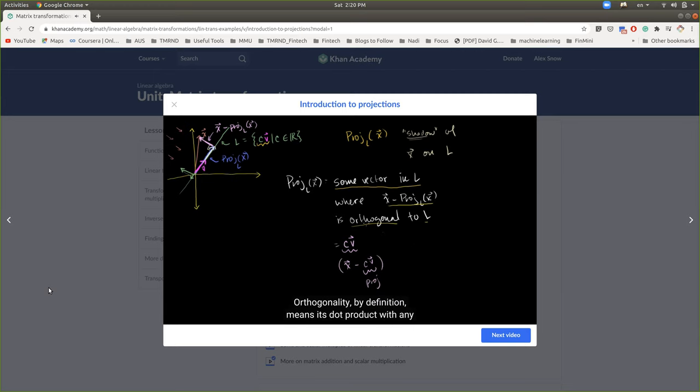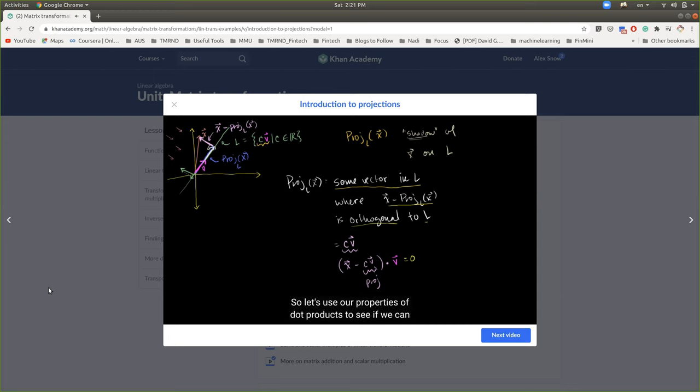Orthogonality, by definition, means its dot product with any vector in L is 0. So let's dot it with some vector in L. Well, we can dot it with this vector V. That's what we used to define L. So let's dot it with V. And we know that that must be equal to 0. We're taking this vector right here, dotting it with V, and we know that this has to be equal to 0.